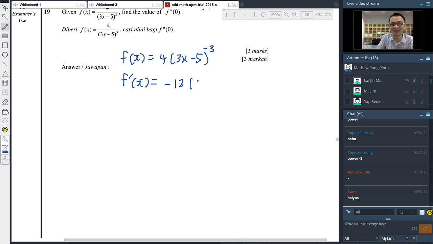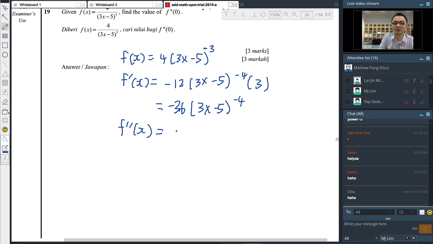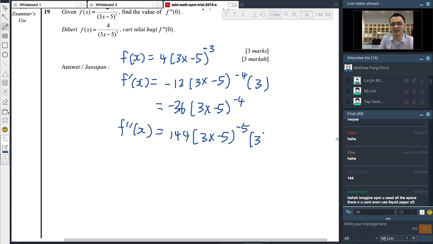This is negative 12. This is (3x minus 5). Minus 1 again is negative 4. Differentiate inside, you'll get 3. So this is negative 36. This is (3x minus 5) to the power negative 4. Then I differentiate one more time. It's negative 4 multiply this one, you will get positive 144. This is (3x minus 5). Minus 1 again is negative 5. And then differentiate inside is 3. So this one will multiply 3. Yeah, 144 times 3 is 432.